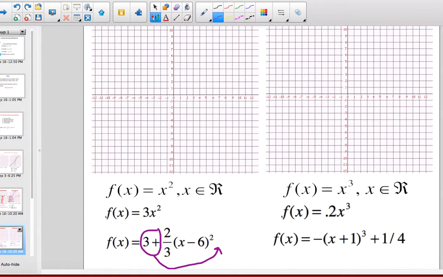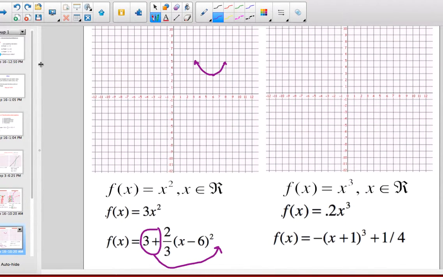And hopefully you came up with something that's a little bit wider than your parent, right? You got the 2/3. You should be shifted to the right 6 and up 3, so it should be starting over there. And the 2/3 was basically the same thing I said. It's a vertical shrink because it's less than 1, but between 0 and 1. And there's no reflection, so it should be something that's a little bit wider than the parent. I'm not sure if any of those points are right on, but it should be pretty close.